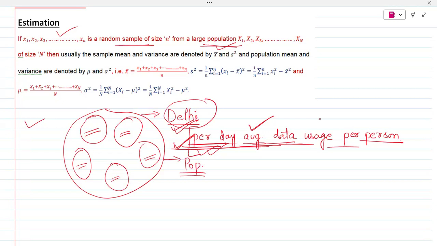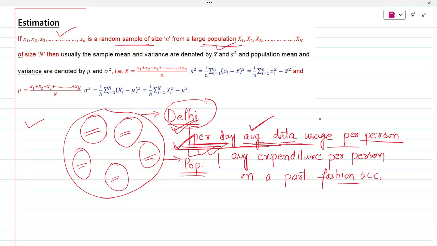Similarly, suppose I am the owner of a big fashion accessory brand, and I want to estimate the average expenditure per person on a particular fashion accessory.